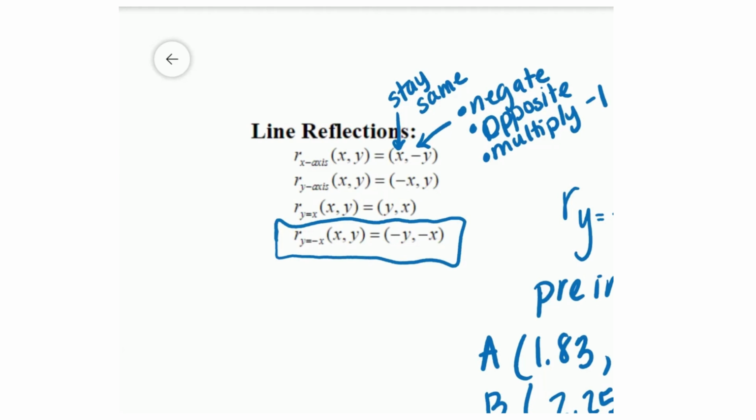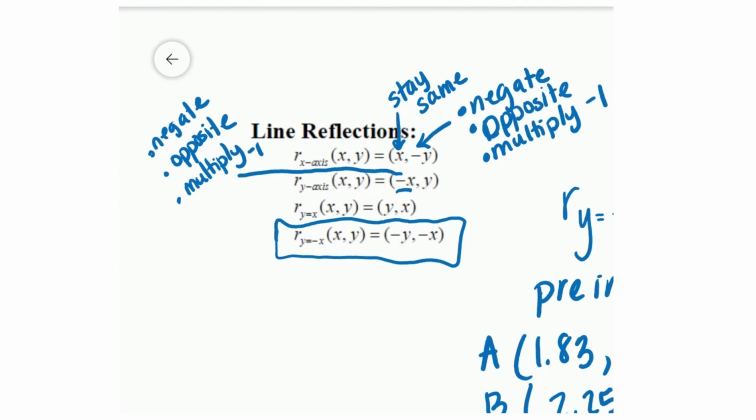All right, so in contrast, this one right here, this x becomes, again, we're going to negate that, or multiply by -1, or take the opposite, whichever way helps you think about it. It means negate that negative again. In this case, the y stays the same.